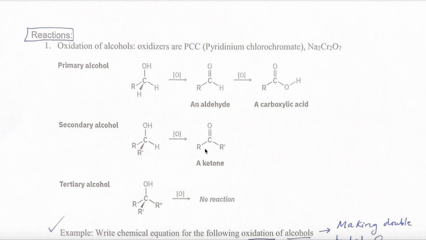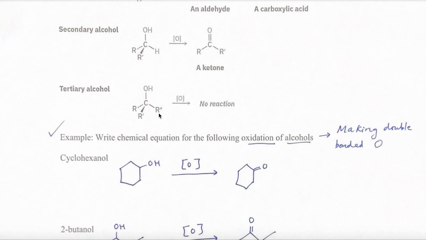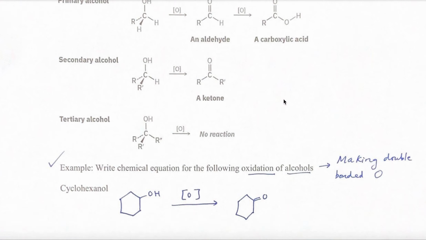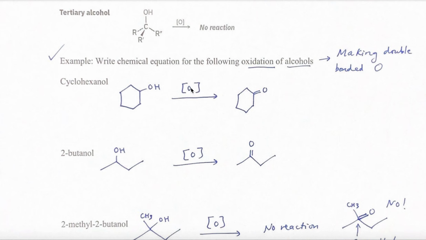A secondary alcohol will be oxidized to become a ketone. And if you have a tertiary alcohol with 3 branches, it's not going to happen. No reaction. We cannot make a double bond because that will make 5 bonds for carbon. That's not allowed, okay? Too many. So that's oxidation. The symbol for oxidation is the oxygen in brackets. Oxidation is about oxygens. Every time you see oxidation, make the double bond with oxygen. Okay? That's it, you're done.